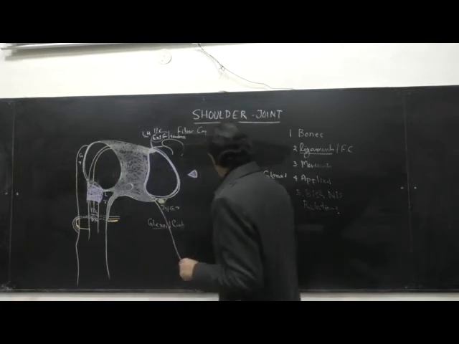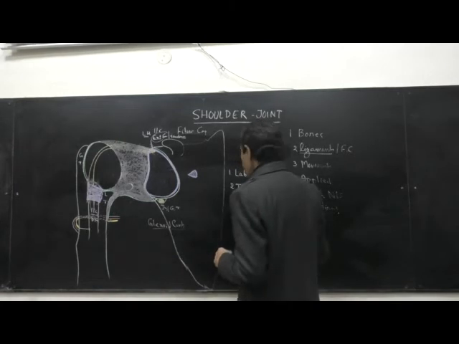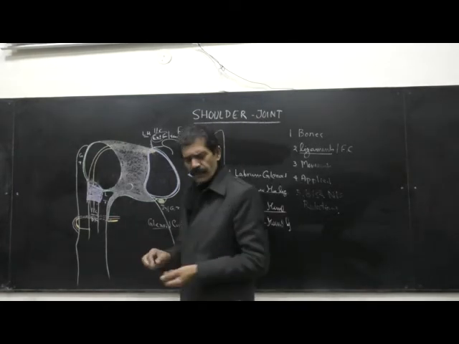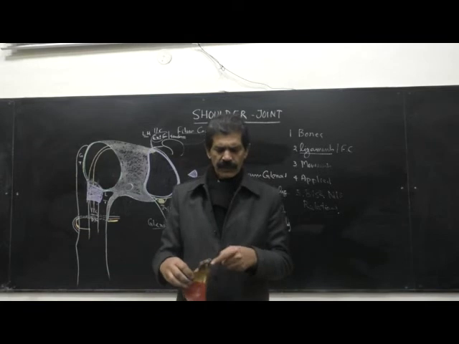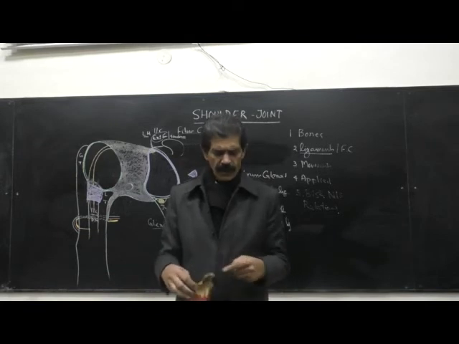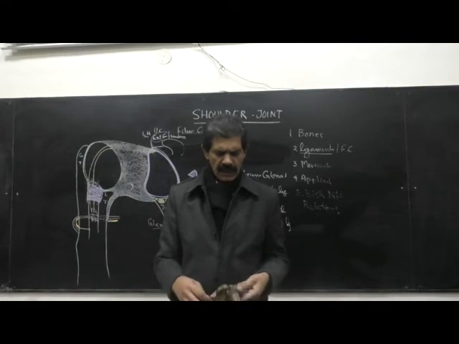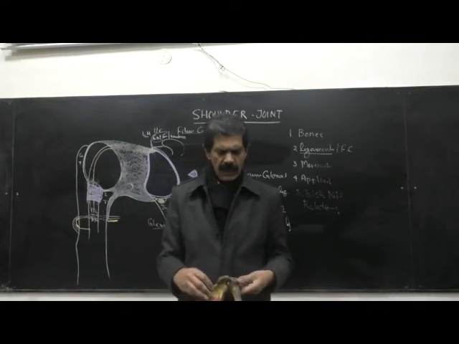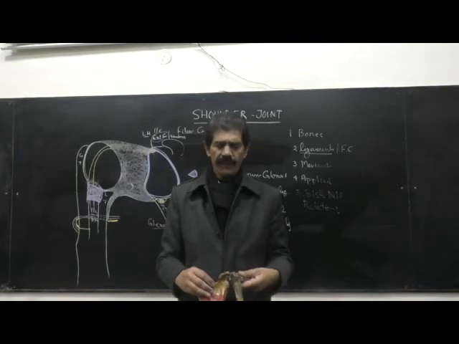Now the next is the coracohumeral ligament. As the name suggests, there is a coracoid process there. So this is the base of the coracoid process. From the base of the coracoid process, a ligament is stretching and attached to the greater tubercle of the humerus.